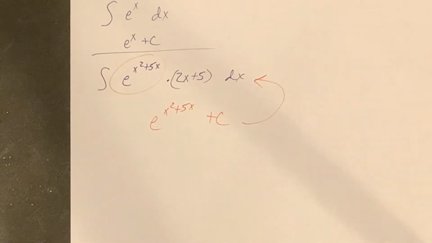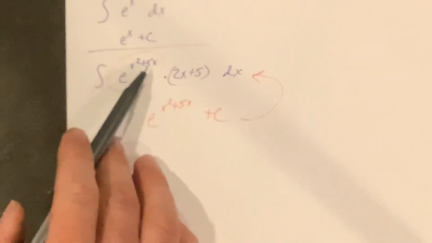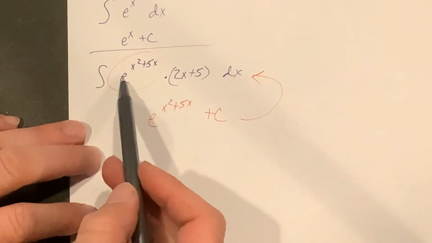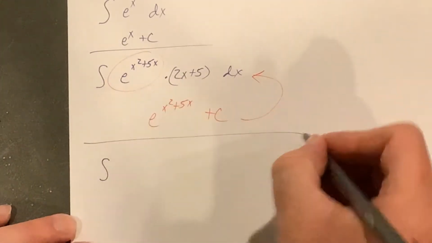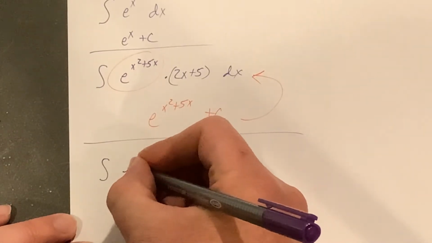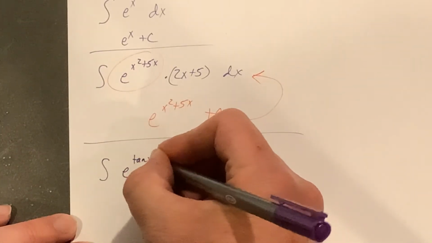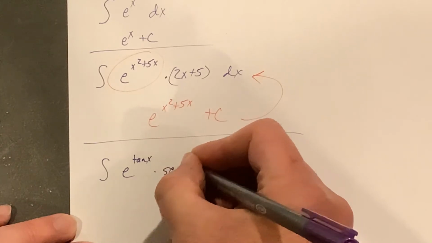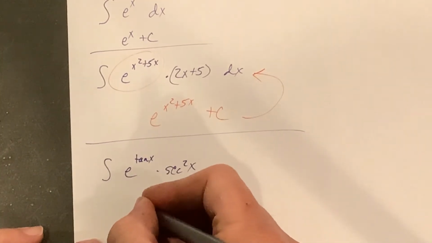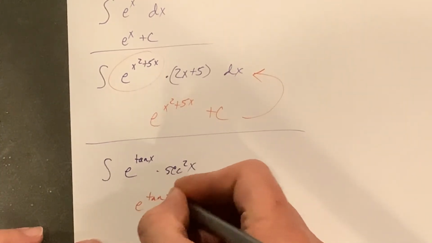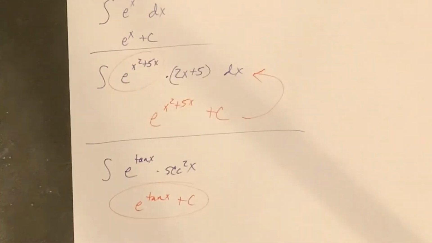These are going to be maybe one of the easiest things we've done all year. If the derivative of this power is down here, then your answer is just e to that power. Let's do another one of those. Let's say we've got the integration of e to the tangent of x times secant squared of x. The derivative of tangent is secant squared, so we're ready to go. Our answer is just going to be e to the power plus c, and that's it.